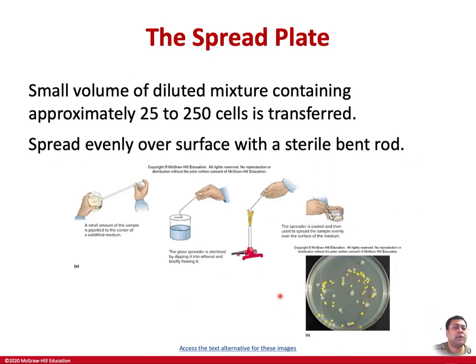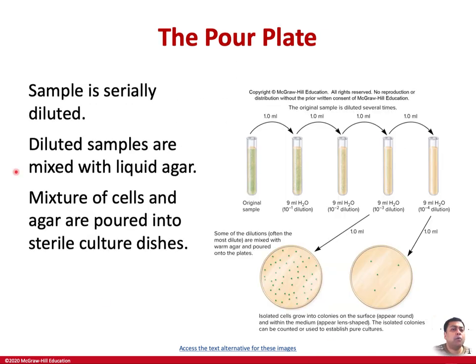The next one is the spread plate technique, and it's usually a small volume of diluted mixture containing about 25 to 250 cells that is transferred to a plate, and then you have a glass spreader which is shaped like this, and you just go back and forth all over the place. Just make sure that you spread all these bacteria and you will see individual colonies. And then you have a pour plate.